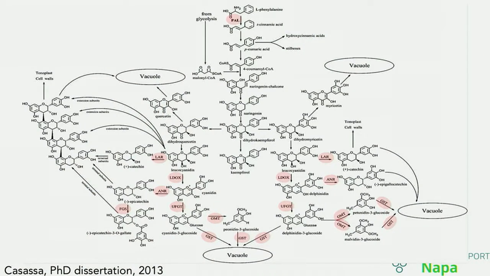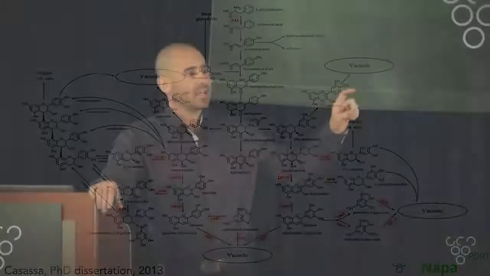It's a fairly complex process, but what I want you to know and to see is that the pathway in itself starts with an amino acid called phenylalanine. But there is an enzyme there called phenylalanine ammonia-lyase. And everything that is highlighted in red are essentially enzymes. These enzymes, okay, are responsible for the biosynthesis of these phenolics.